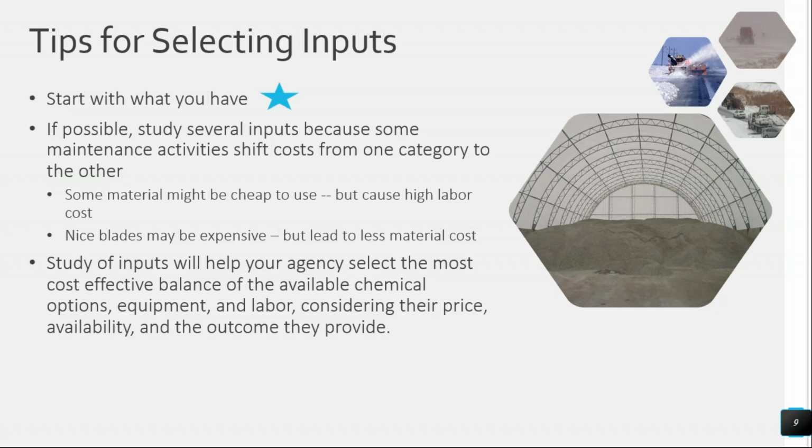And if possible, study several inputs, because, going back to winter maintenance as a complex beast, sometimes maintenance activities can shift costs from one type of category to another. So when you're looking at inputs, you have to keep a global view of what all is going on. For example, some materials might be very cheap to use, but lead to higher labor costs. Or sometimes those nice blades that you can get are expensive. So your blade costs may go up, but they might lead to a reduction somewhere else.